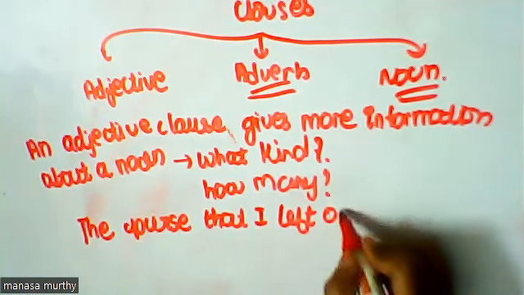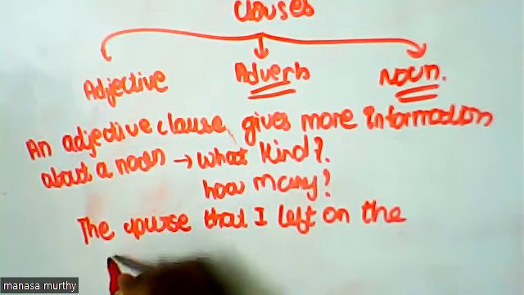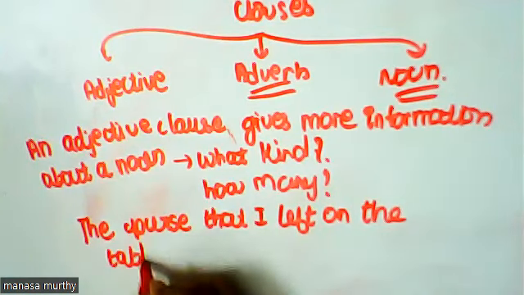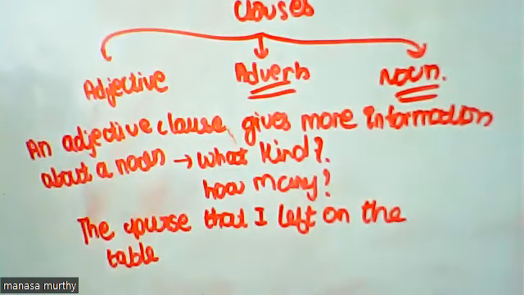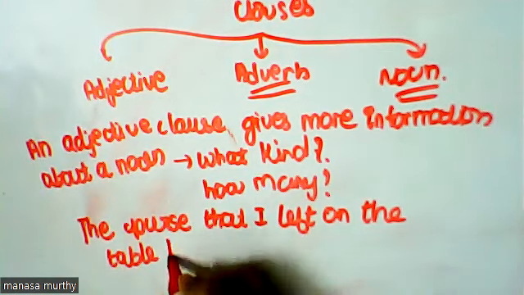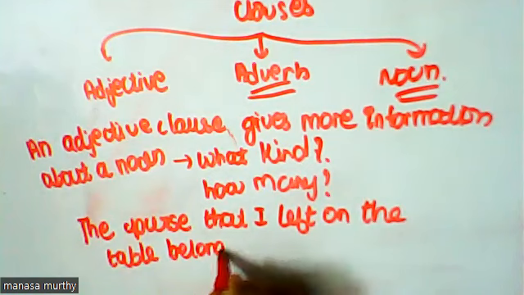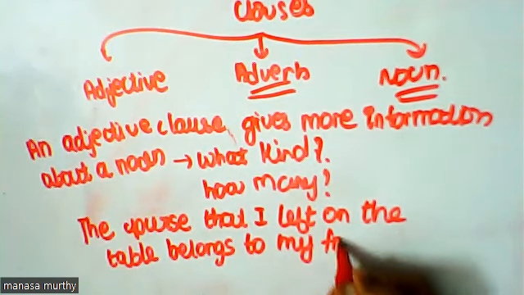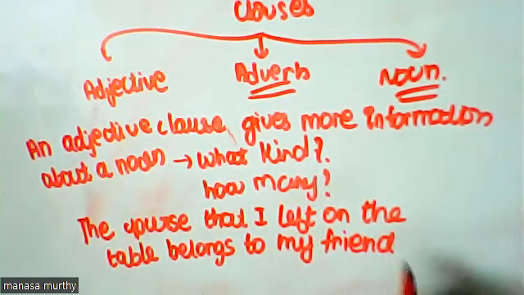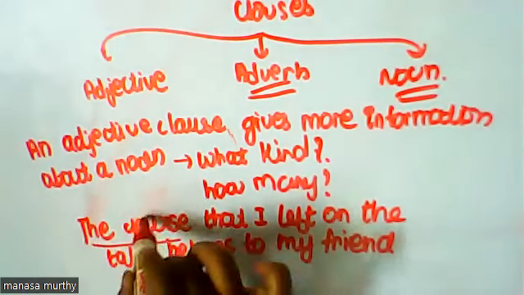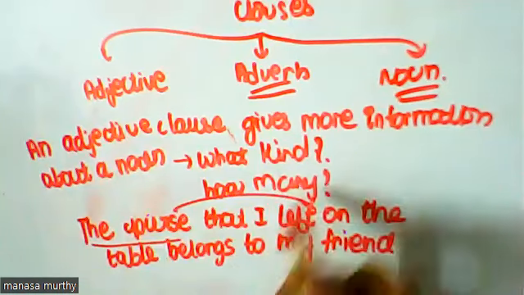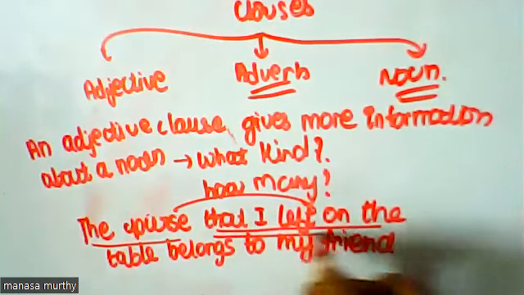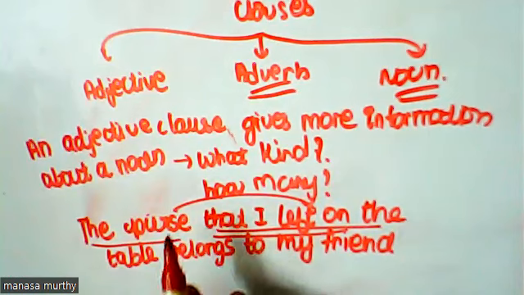The words that I left on the table. The person at the table may have a chino. The words that I left on the table. Belongs to my friend. That is not a number or belongs to my friend. The words that I left on the table.